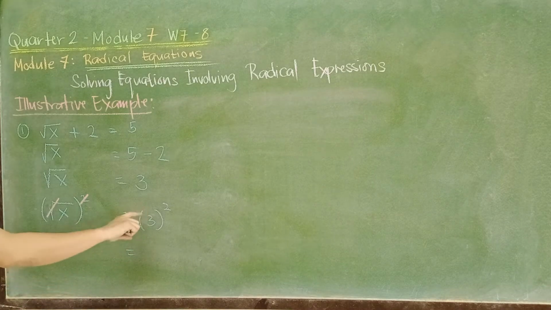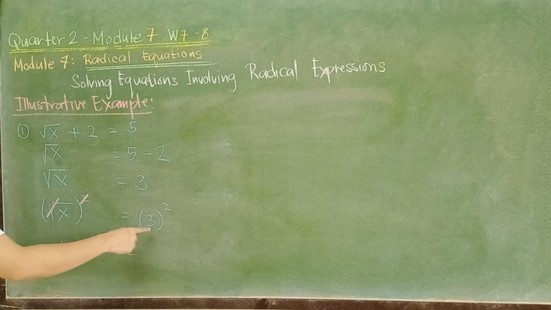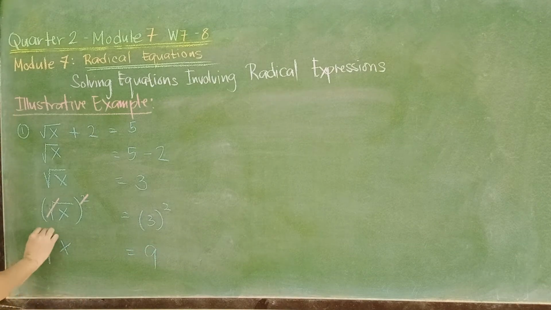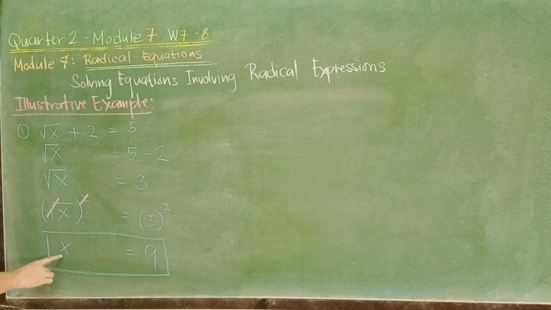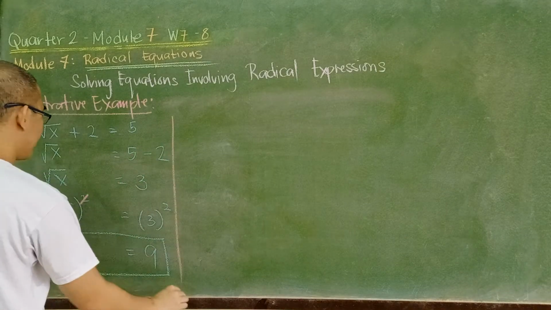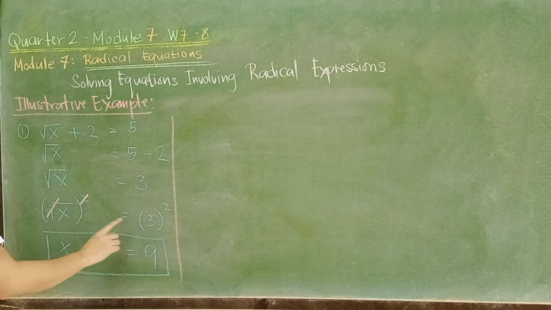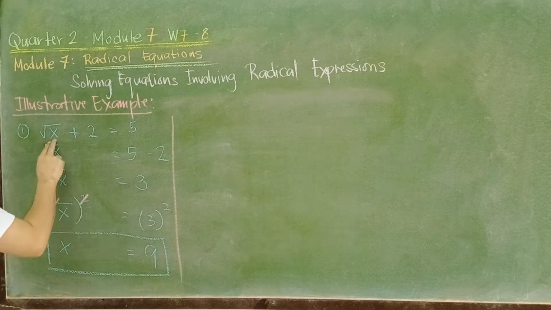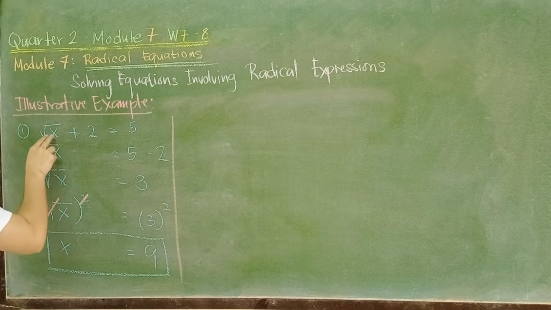And then we also simplify yung right side. 3 raised to 2, that is 3 times 3, which is 9. So yung x natin is equal to 9. Now to check if this is correct, yung checking natin is yung x dito, papalitan natin ng 9. Since x is equal to 9, yung 9 dito sa main given natin, pwede natin palitan ng 9.